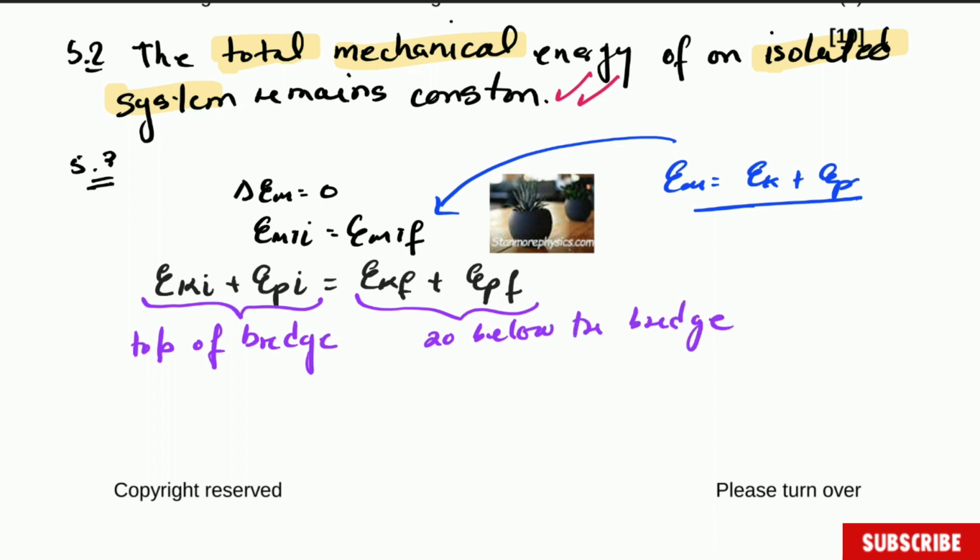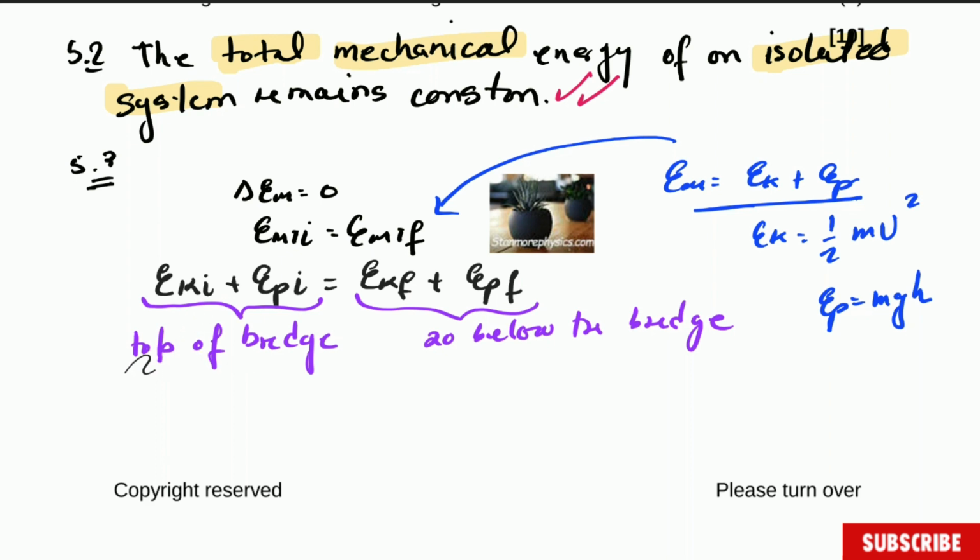Okay, so those are the initials and the final. And now we are going to substitute the formula. Remember, kinetic energy is half mass multiplied by v squared, speed squared, and potential energy is mass, acceleration due to gravity, multiplied by height. Alright, so we're going to substitute these formulas with the respective one.